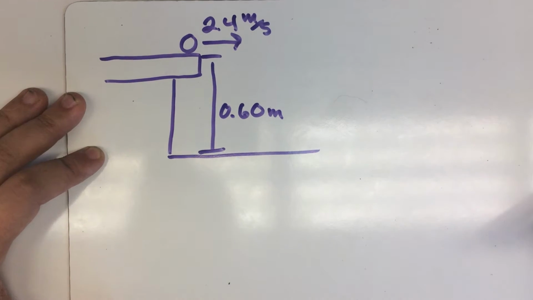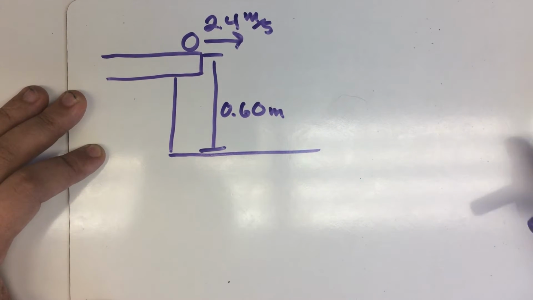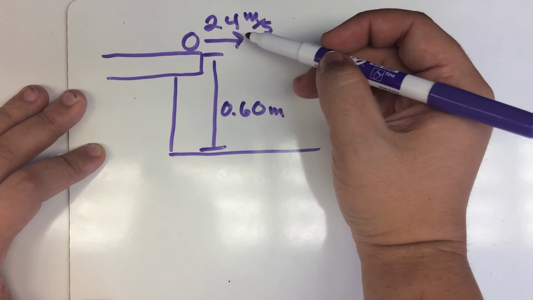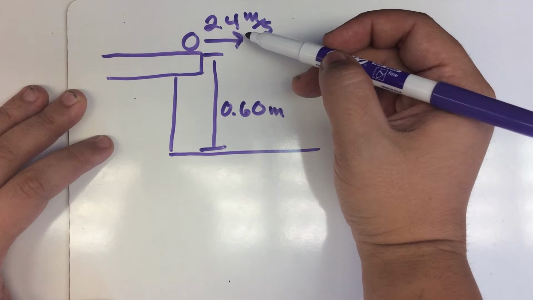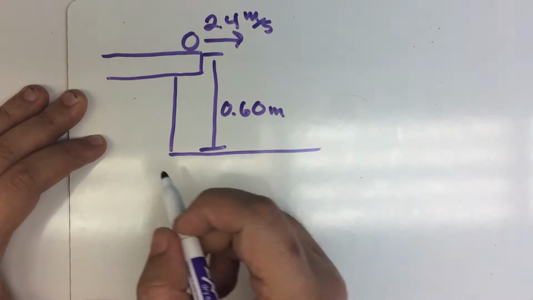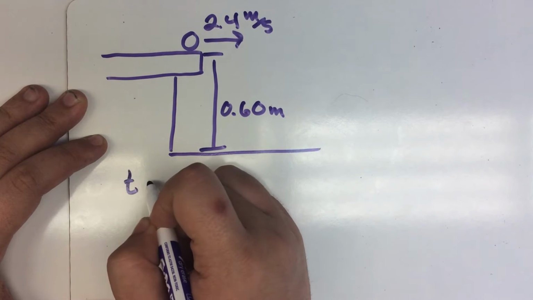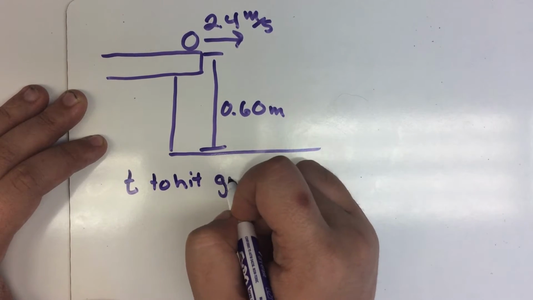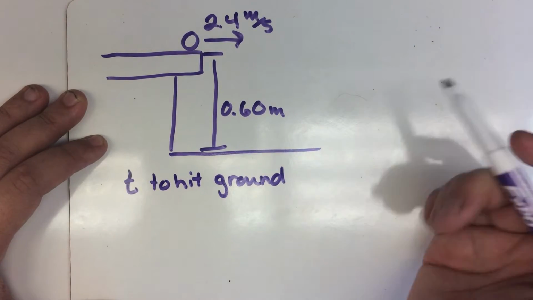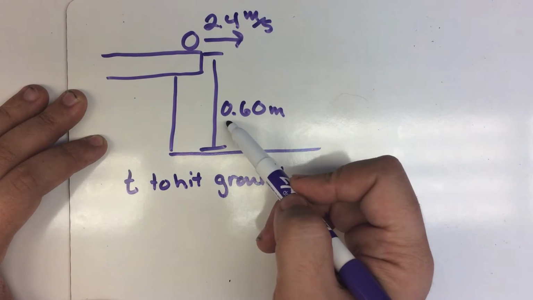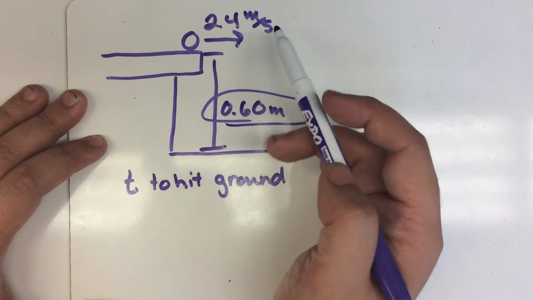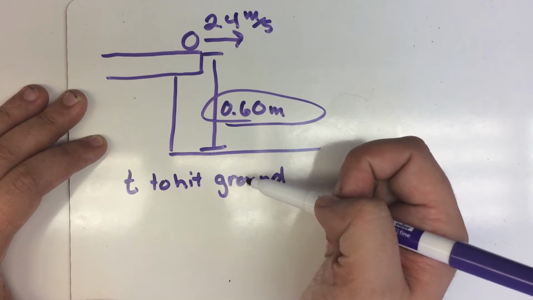Suppose we have a pool ball that's going to leave a 0.60 meter high table with initial horizontal velocity of 2.4 meters per second. Let's say we want to predict the time to hit the ground. The only information I would need to use for this one is the vertical height, because the horizontal distance really has no effect on the time to hit the ground.